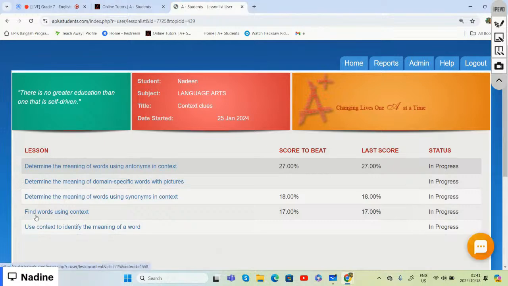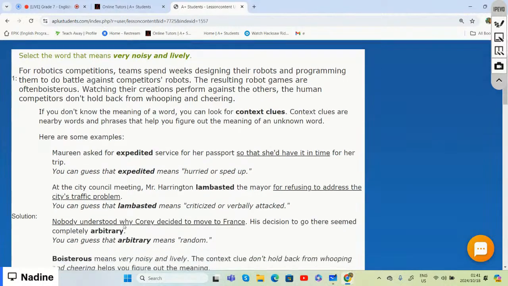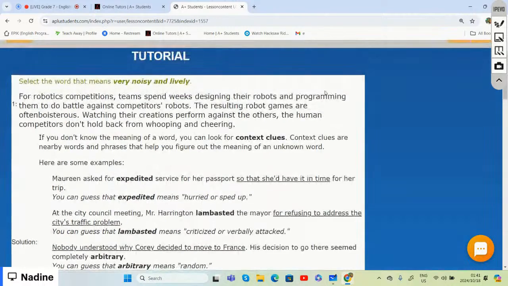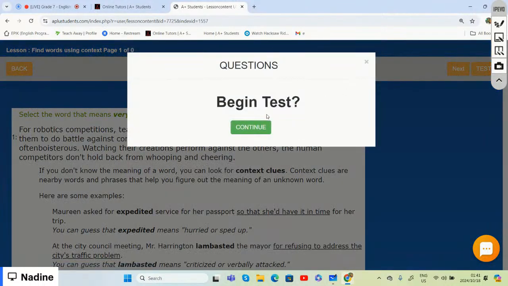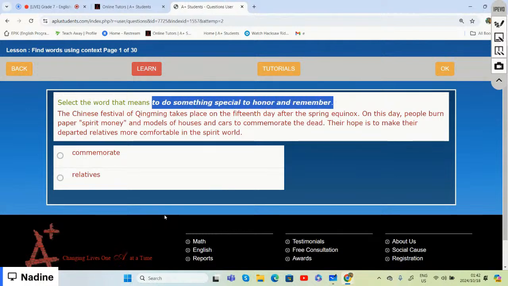All right. So now we're going to find words using the context. We already went over examples of context clues where we said that if you don't know the meaning of a word, you can look for context clues within the sentence. And context clues are nearby words or phrases that help you to figure out the meaning of an unknown word. So we need to select the word that means to do something special to honor and remember.